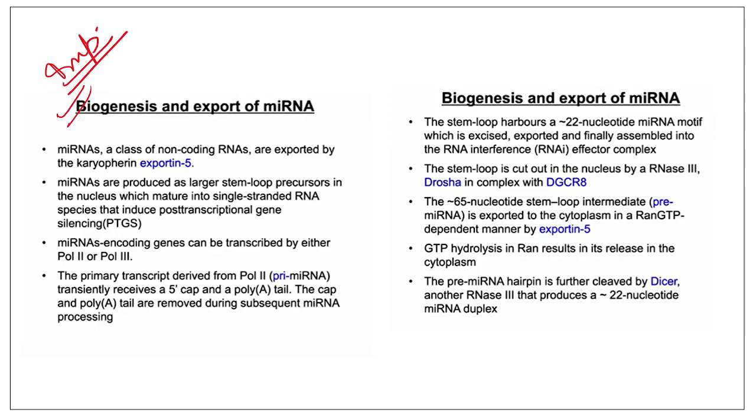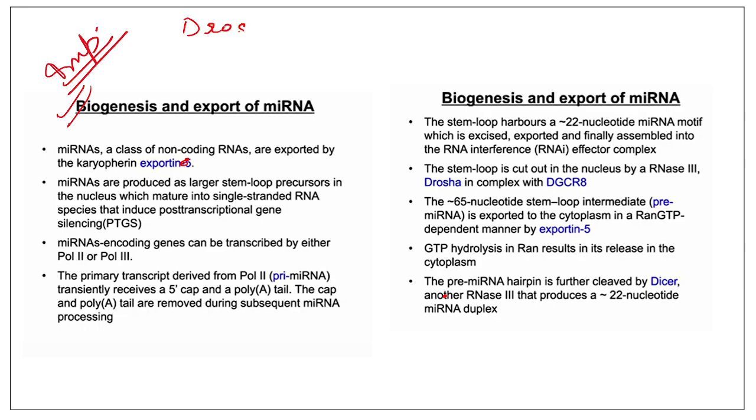So now if you look here, what happens? Biogenesis and export of miRNA. The stem loop structure is cut. Here is the cursor, the stem loop structure. The stem loop is cut in the nucleus by Drosha in complex with DGCR8. And then this pre-miRNA is exported via exportin 5 and then it is cleaved by dicer.